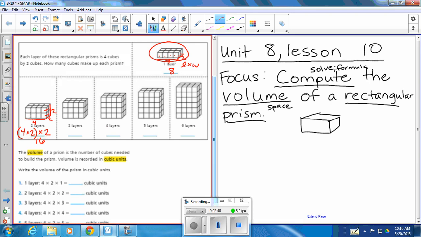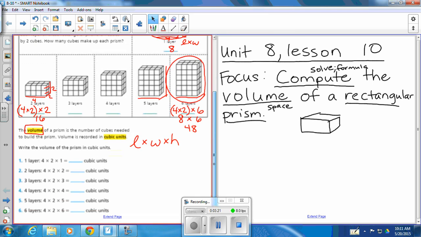Okay, let's continue on to 6 layers. Here we still have 4 by 2. That's the area of one layer. But now we have 6 layers, so we're going to multiply it by 6. So 4 times 2 is 8, and 8 times 6 is 48. So how many boxes are in this rectangular prism? 48. Okay, so if you're following along, a formula for volume would be length times width times height. Just like we did here, we did length times width times the number of layers, which is the height.